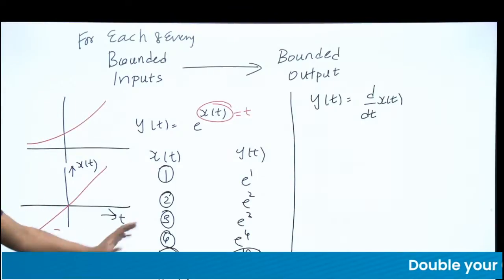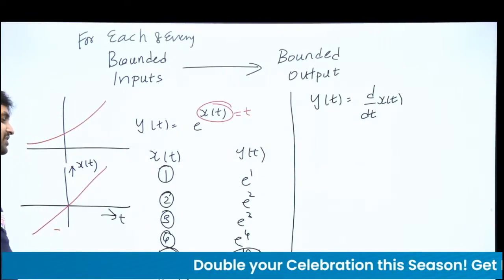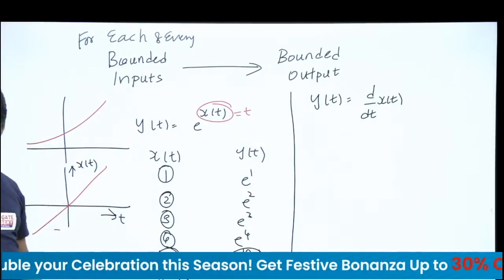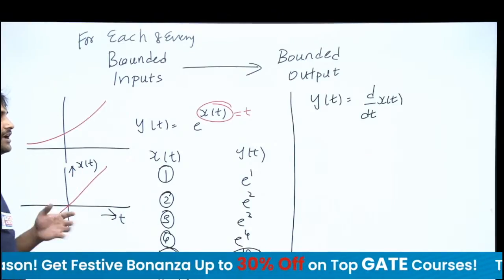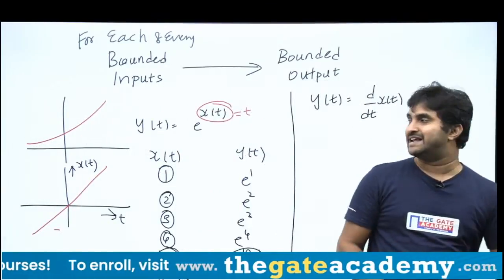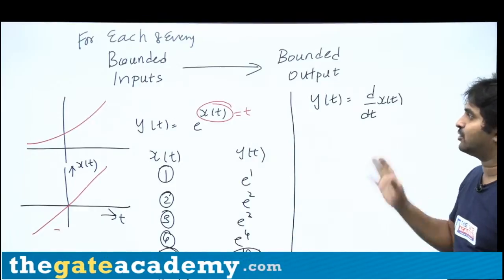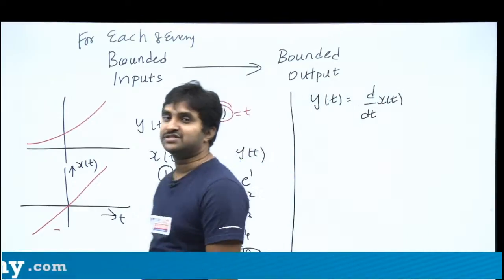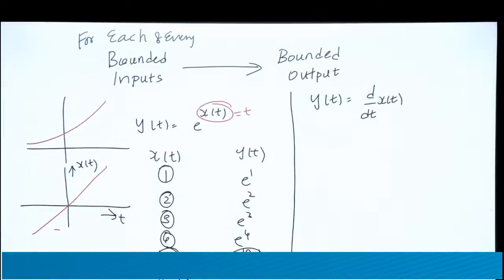Many students ask the same question. Why can't I give t here? Because t is an unbounded input, I can't give this. Here in this case, can you please tell me whether this system is a stable system or not? Yes or no?